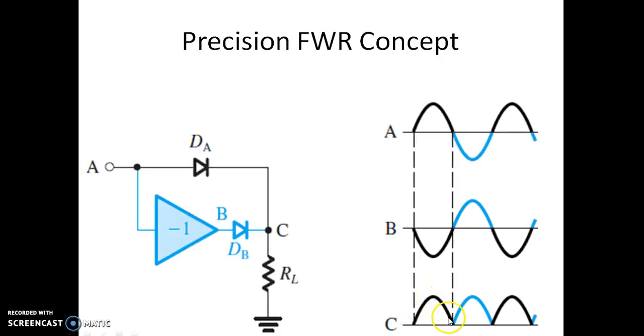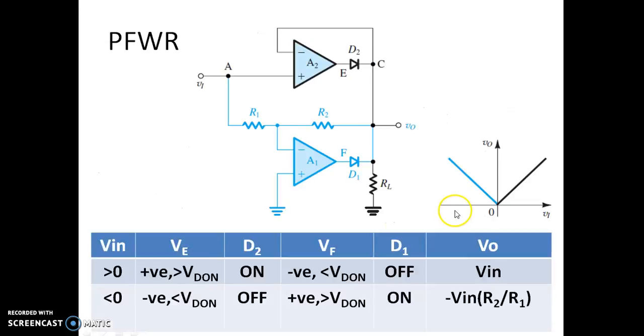This portion is due to the voltage follower and this portion is due to the inverting amplifier. That's what we are seeing over here. When the input voltage is greater than 0, we have the output equal to the input. When it is less than 0, the output voltage is the inversion of the input.